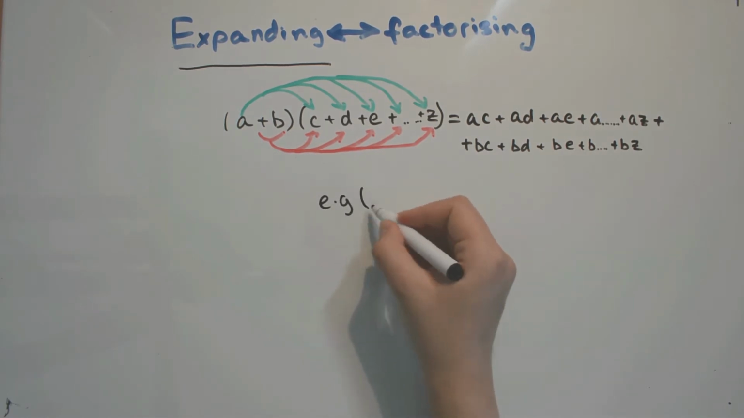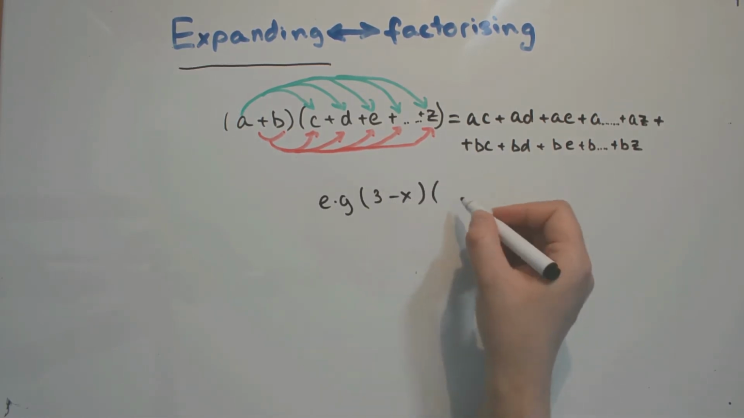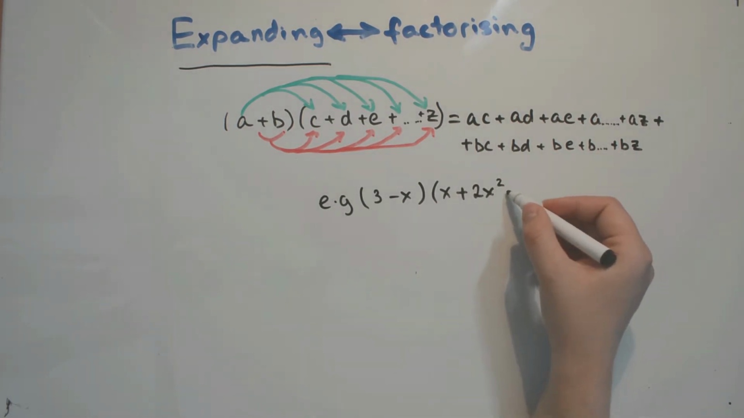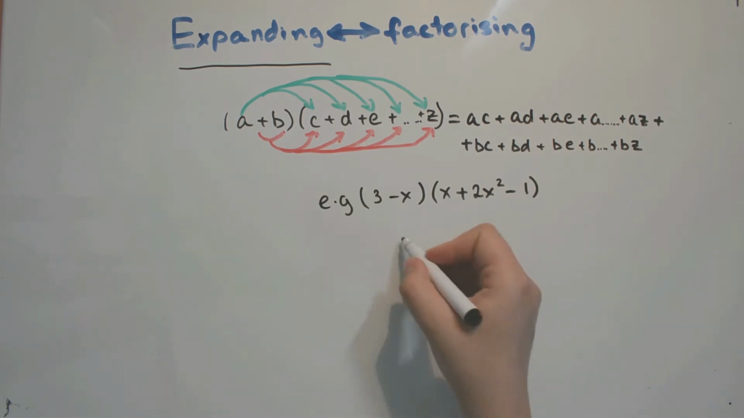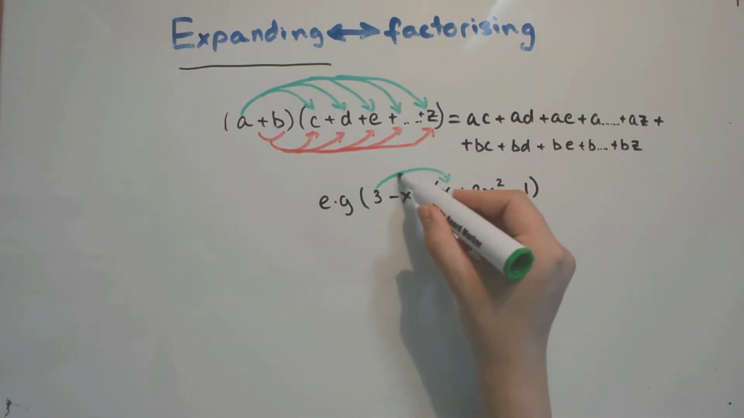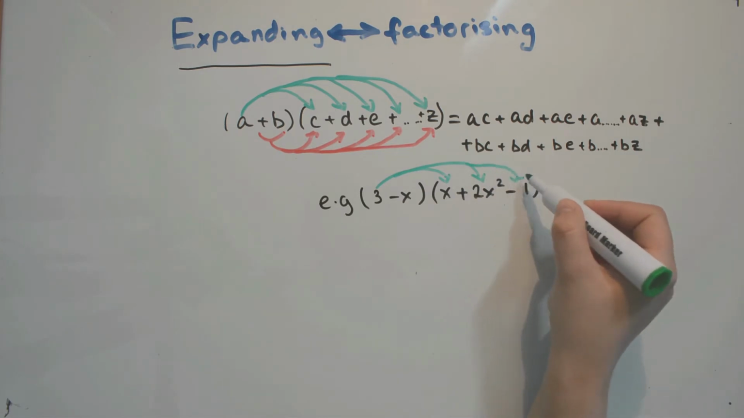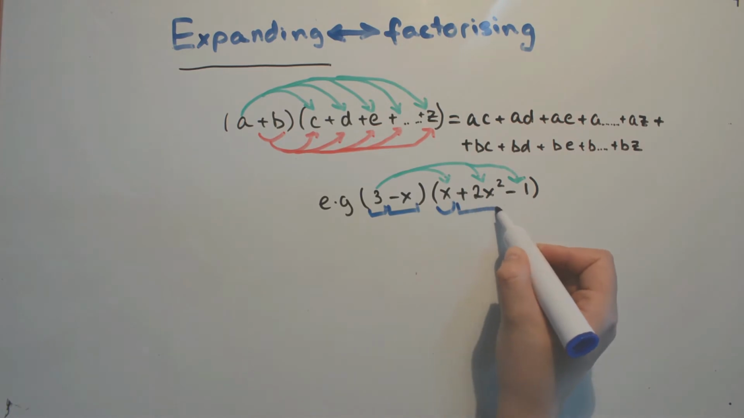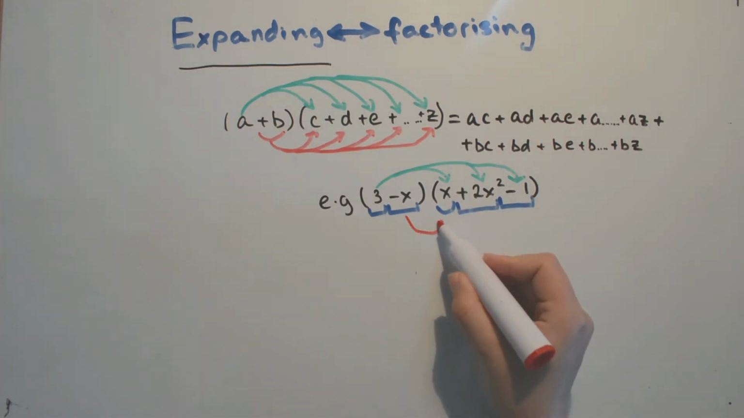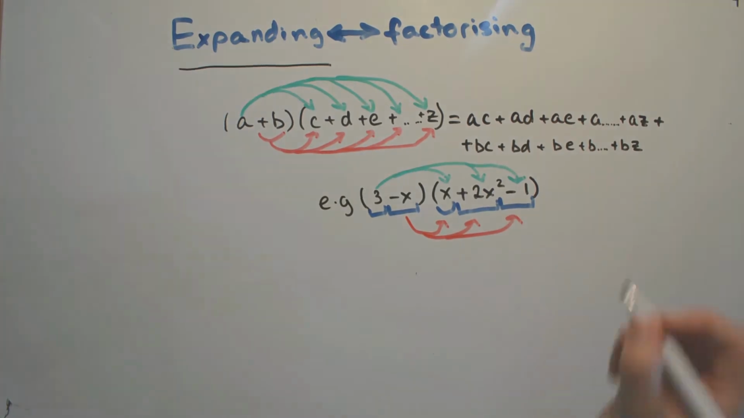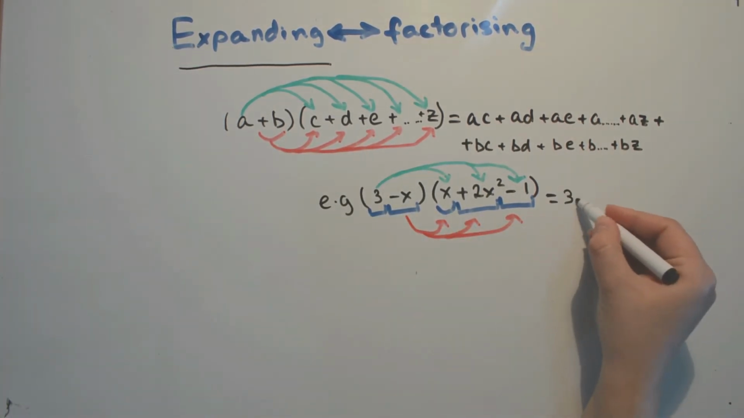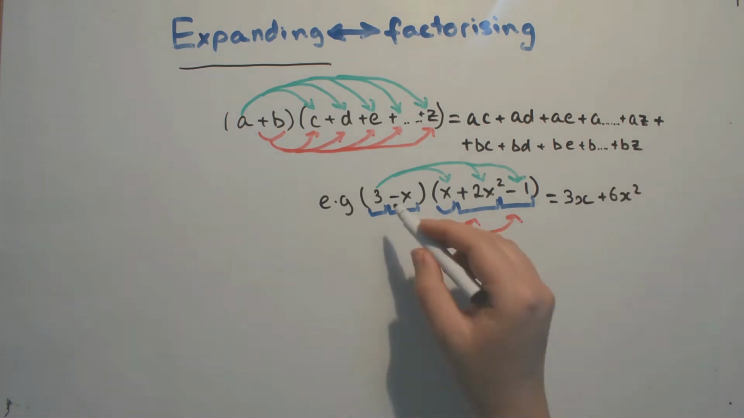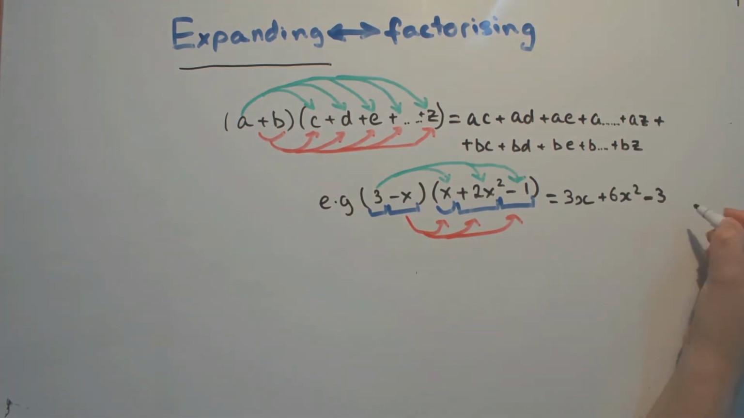Okay, so our example is going to be 3 minus x times another bracket where we have x plus 2x squared minus 1. So I'm gonna times 3 by every single part of the second bracket, and then I'm gonna times minus x by every single part in the second bracket. Again, I highlight in blue every single individual part, so you know where you need to consider the plus and minuses. So 3x, and then 3 times 2x squared, 6x squared, 3 times minus 1, we get minus 3.